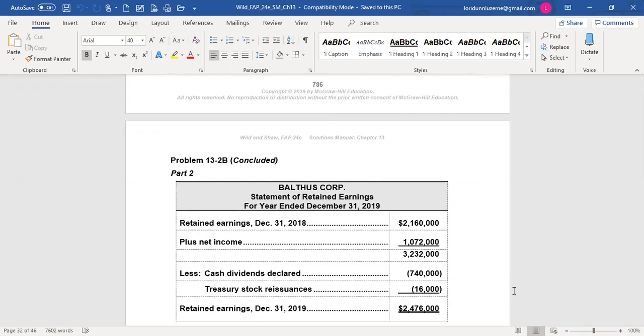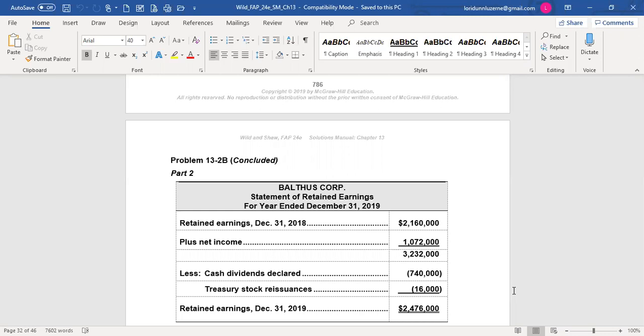Sometimes companies do these. So a statement of retained earnings is considered a formal financial statement. So we have Balthus Corporation, statement of retained earnings, and we're going to explain how retained earnings changed for the whole year, where it started, why it changed, and where it ended. So we want to put for the year ended December 31st, 2019.